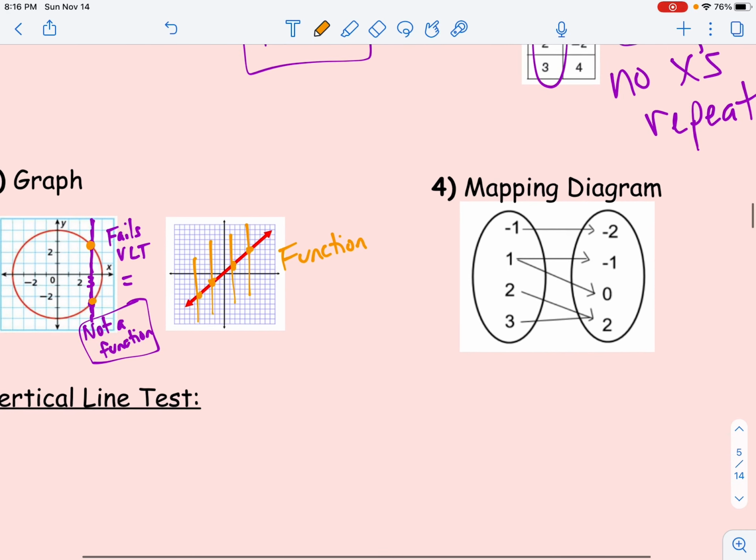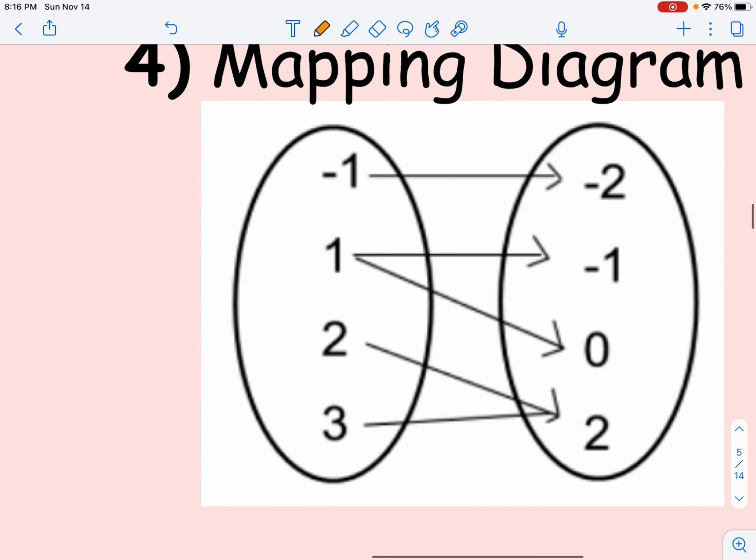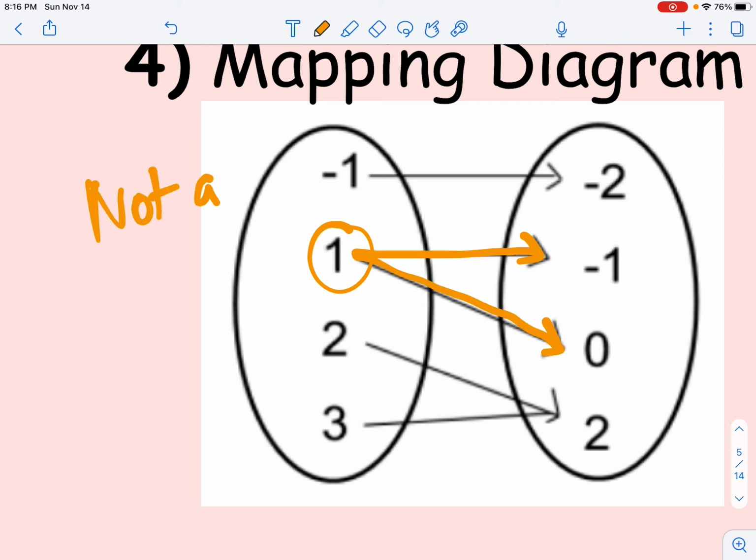Okay? This one, number 4, notice how this input is going to 2 separate outputs, right? Not a function. That's like the vending machine example. This $1 bill here cannot get you 2 different outputs, okay?